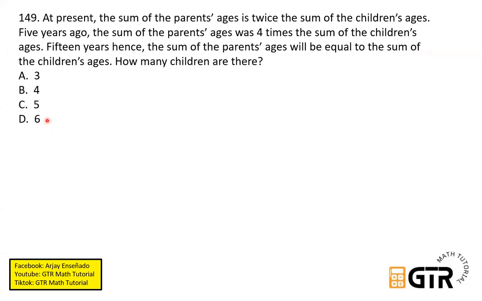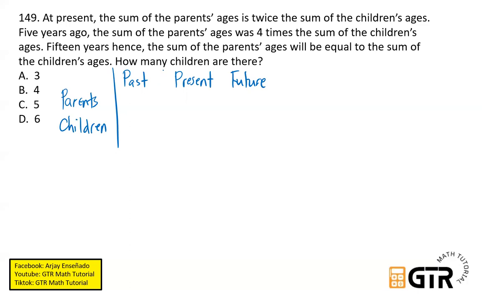Okay, so analyze natin mabuti. Gawa tayo ng table. So lagay lang natin dito yung parents tsaka children. Okay, so we have parents and then we have children. Ilang children ang hinahanap, tinatanong dito? So lagyan lang natin ito ng past, present, and then we have future. Okay, so lagyan na natin ng mga label yan base sa problem natin.